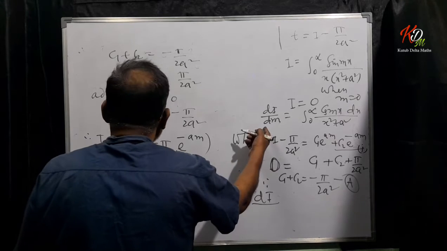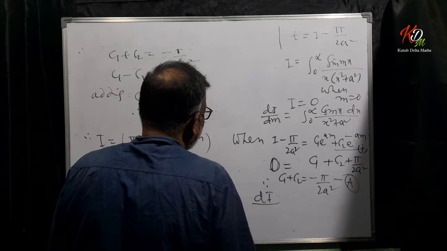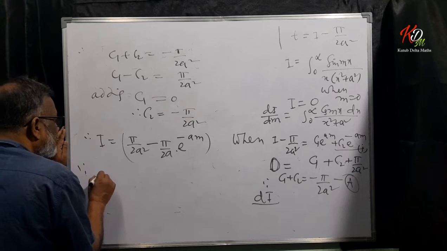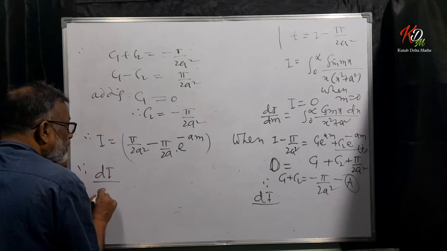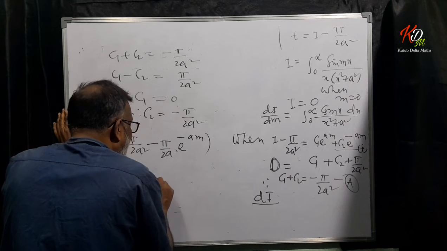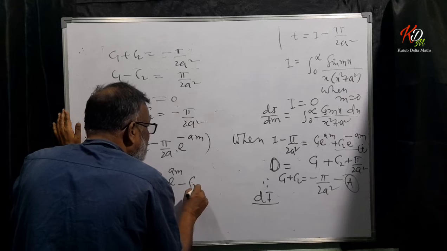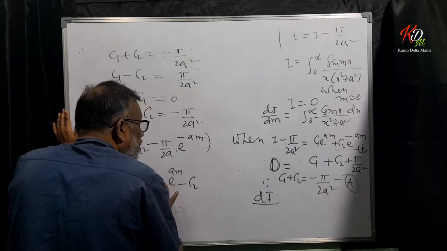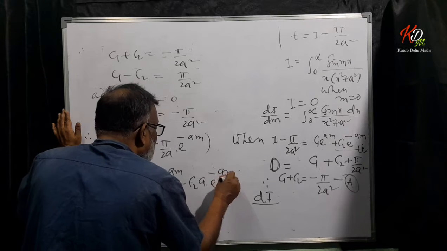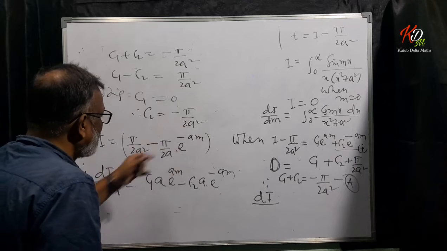And dI/dm, what is the value of dI/dm? Very easy. dI/dm means c1 a e to the power am minus c2 a into e to the power minus am. So here c1 equals 0 and c2 equals minus pi by 2a square.